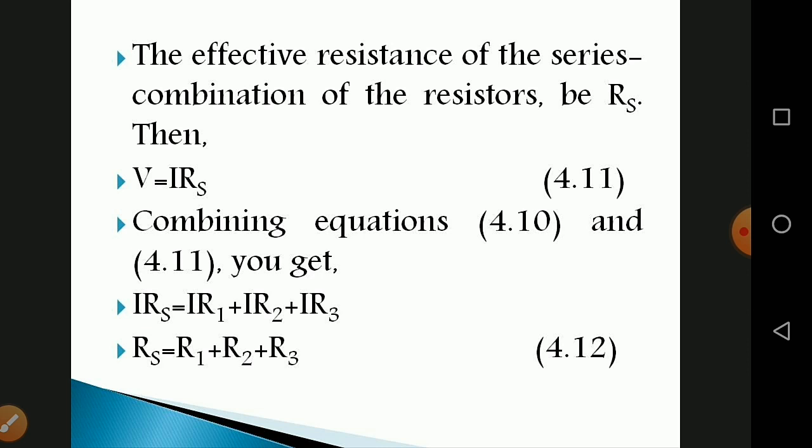Then V is equal to IRS. So the combination equation is IRS is equal to IR1 plus IR2 plus IR3. That means RS is equal to R1 plus R2 plus R3. So thus you can understand that when a number of resistors are connected in series, the equivalent resistance or effective resistance is equal to the sum of the individual resistances.